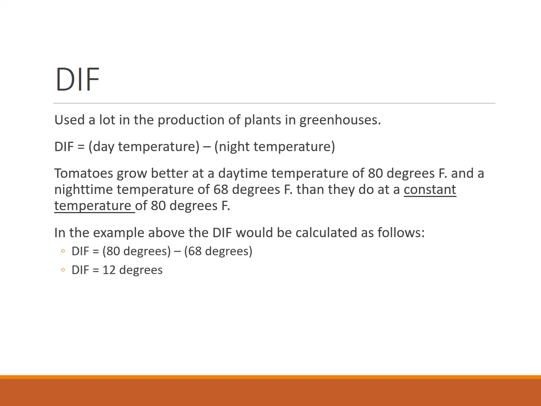So in this example, if we were to calculate the diff using the formula that I showed you just above, the diff would be equal to the day temperature, which we said in this example is 80 degrees Fahrenheit, minus the night temperature, which we said was 68 degrees Fahrenheit. So 80 minus 68 is 12 degrees. So in this example, our diff is equal to 12 degrees. And in this case, it's a positive number.